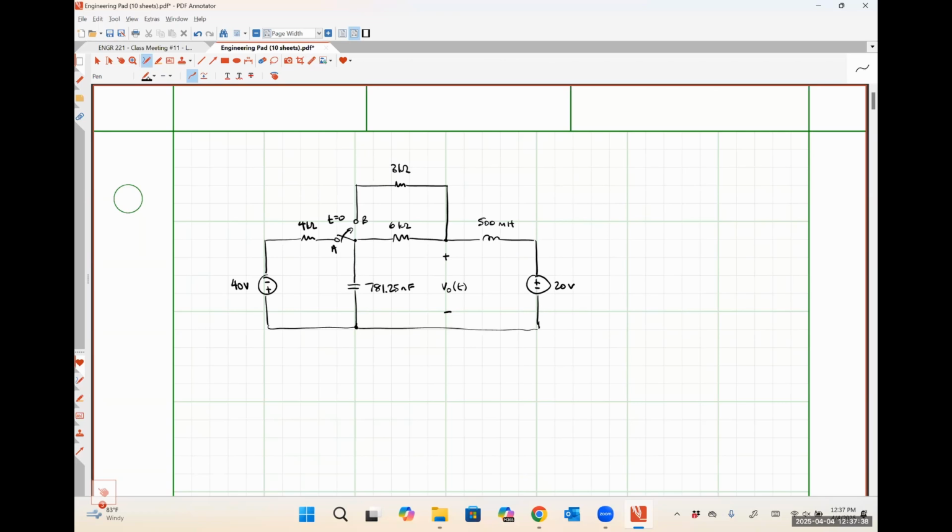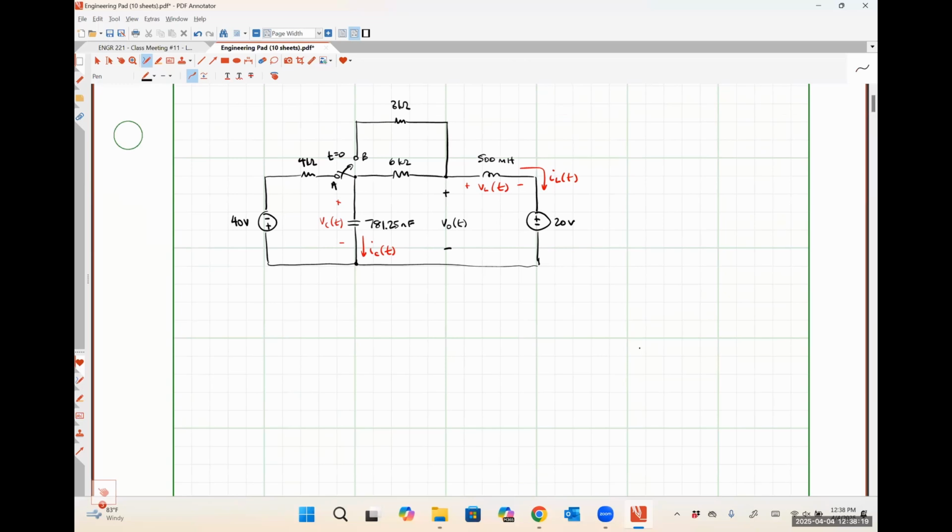Just while I'm at it, I'm going to go ahead and label some other things. So this is the voltage drop across my capacitor during the transient condition. This is the current flowing through my capacitor during the transient condition. This is the current flowing through my inductor during the transient. And this is the voltage drop across my inductor during the transient. So let's analyze this circuit and see what the hell's going on.